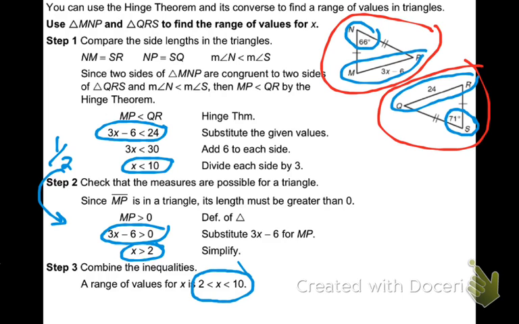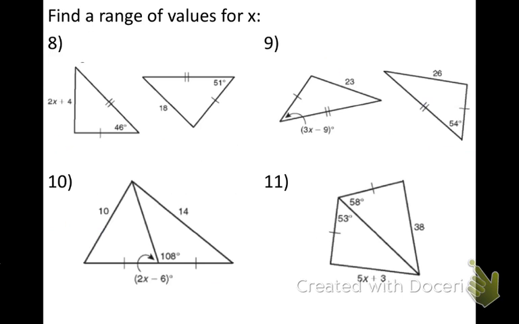All right, next problem here. Let's look at this. So number 8. I have my sides are congruent. I'm given that my sides are congruent here. Good. And I know that this angle is 46 and this angle is 51. So what do I know about 2x plus 4, Johnny? Nice job, sir. So 2x plus 4 is less than 18. And I solve the inequality.